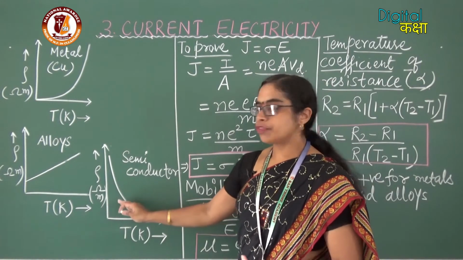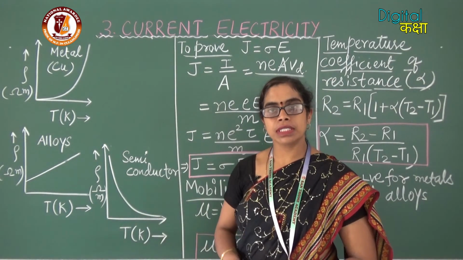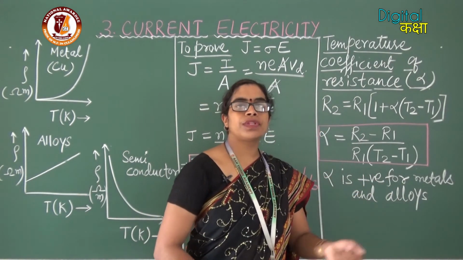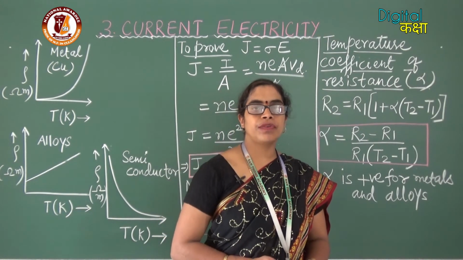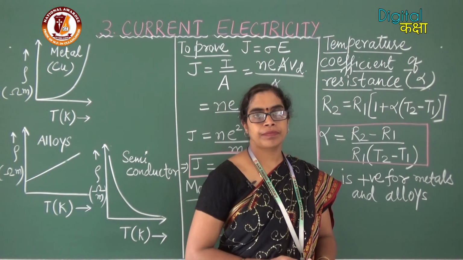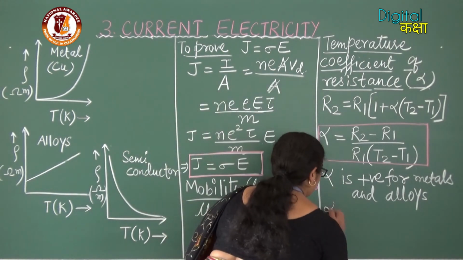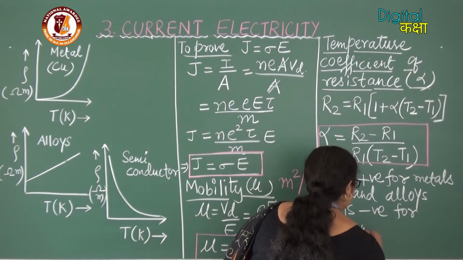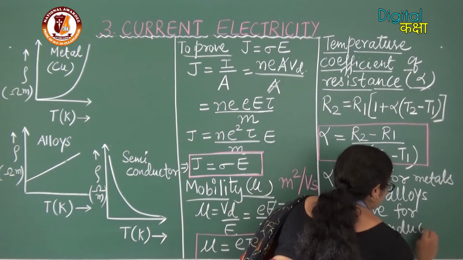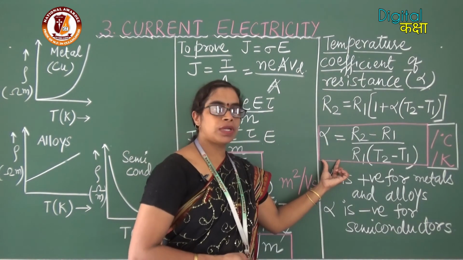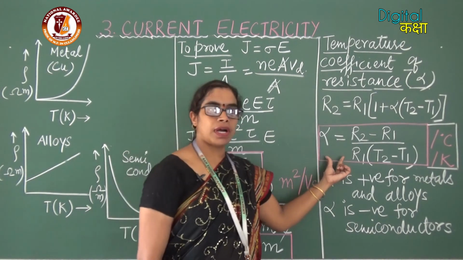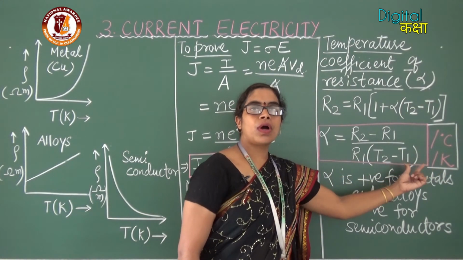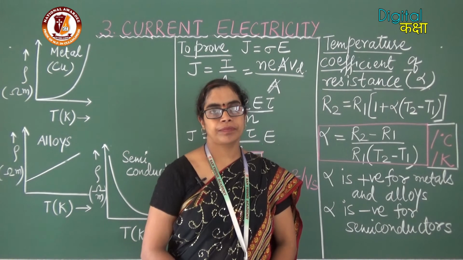Whereas this graph shows that in case of the semiconductors, the resistivity as well as the resistance of the semiconductor decreases with increase in temperature. Because of that reason, the value of alpha is negative for the semiconductors. From this formula, the SI unit of alpha can be understood as per degree Celsius or even per Kelvin.